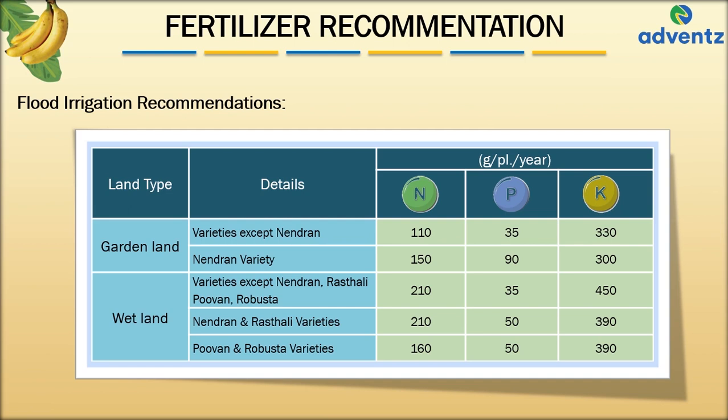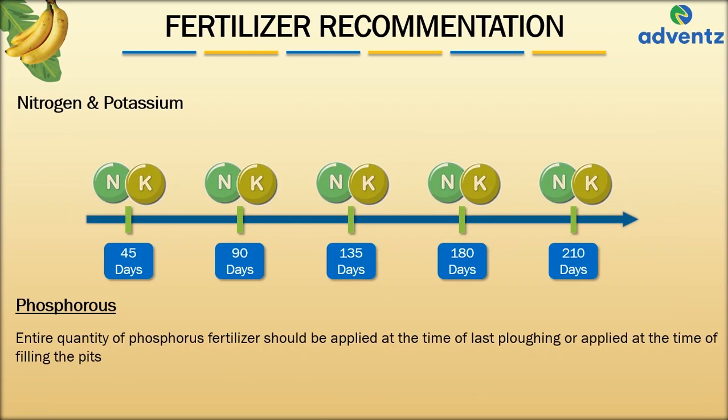For Puvan and Robusta growing in wetland, the nitrogen requirement is 160 grams per plant per year, 50 grams of phosphorus per plant per year, and potassium is 390 grams per plant per year. The nitrogen and potassium fertilizers should be applied in 6 splits.